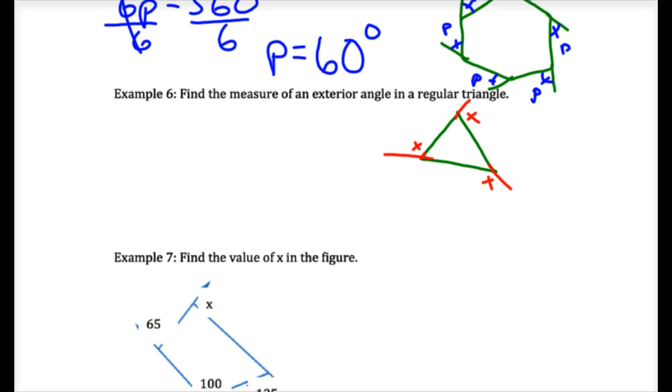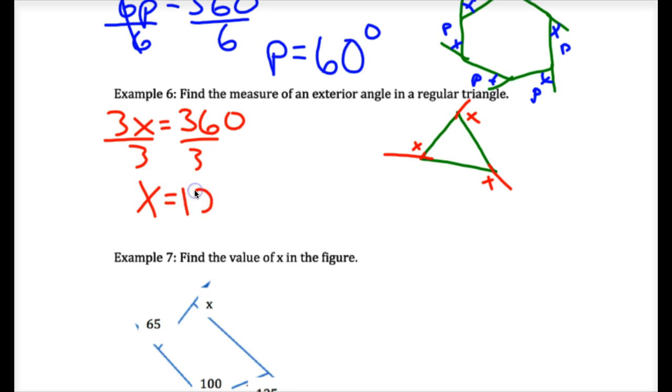What would be the equation so that we could figure out the value of x? 3x equals 360, because the exterior angles add up to 360, not the interior angles, which we know to be 180. The exterior angles are 360. Divide that by 3. You should be able to do that in your head. 120 degrees.